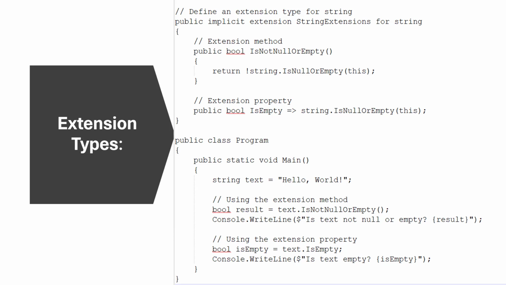So the implicit versus explicit extension: using implicit means the extension is automatically available on the target type. If you need explicit, you would need to cast the object to the extension type to use the extension members. So it's a wonderful feature in C# 13.